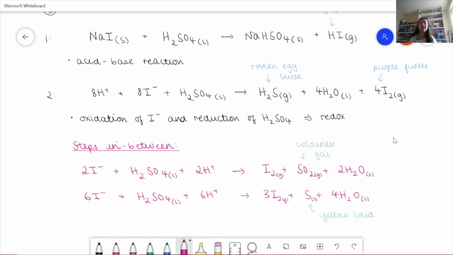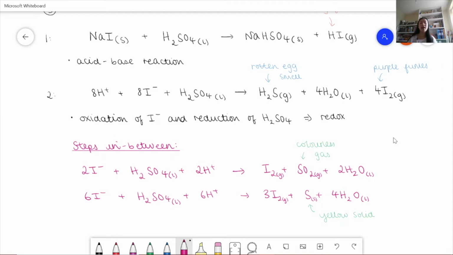Then the iodide is so good at reducing that it reduces the sulfuric acid some more. What's formed after is some more iodine, and then sulfur, the solid, which is yellow, and also some water. Overall, it reduces the sulfuric acid to hydrogen sulfide, which gives off a very distinct rotten egg smell, water and iodine.